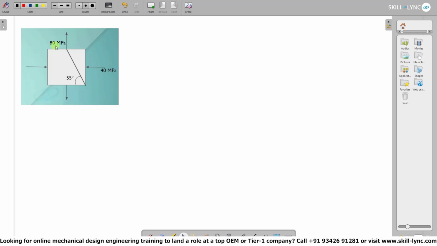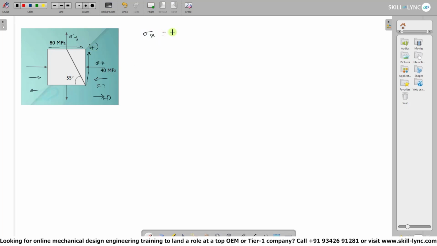So from the question, what we have is a square element with sigma y and sigma x as 80 and 40 MPa. Now we can term this as sigma y and this as sigma x. As for the sign convention, we can see that this is a compressive stress, or this stress is inward. If the stress is inward, then it's negative, and if the stress is outward, it's positive. The same way, if we take shear stress, if the shear stress is in this direction, it's positive, and if it's in the opposite direction, it's negative.